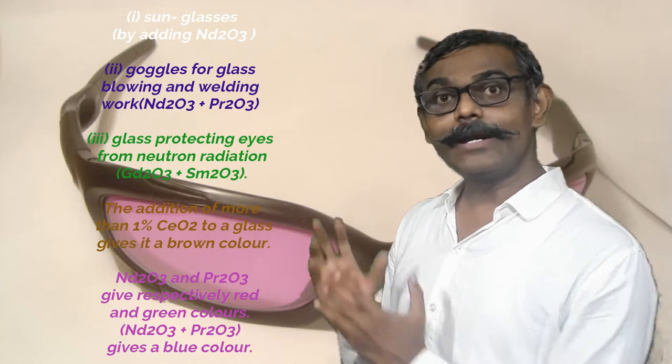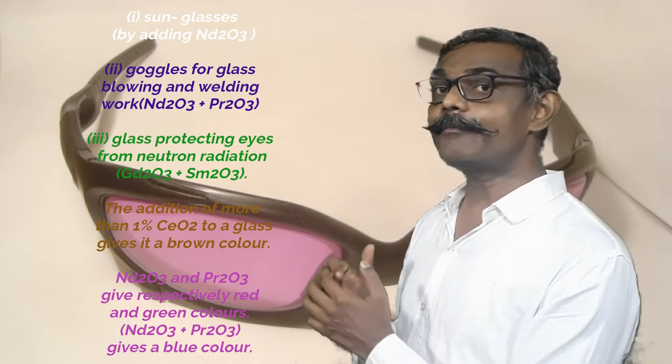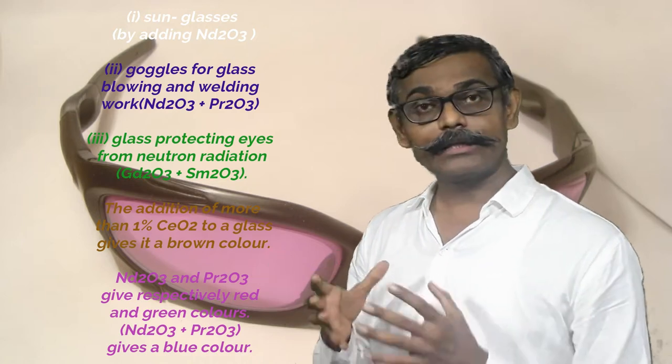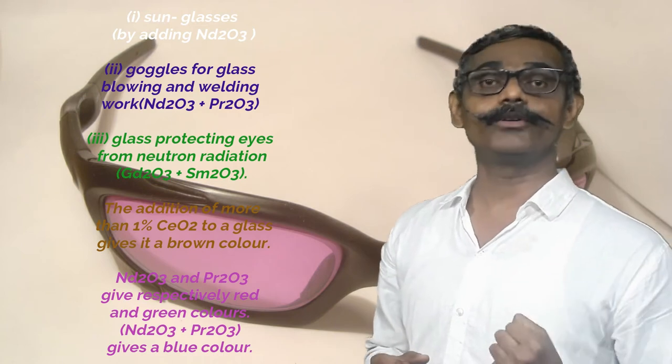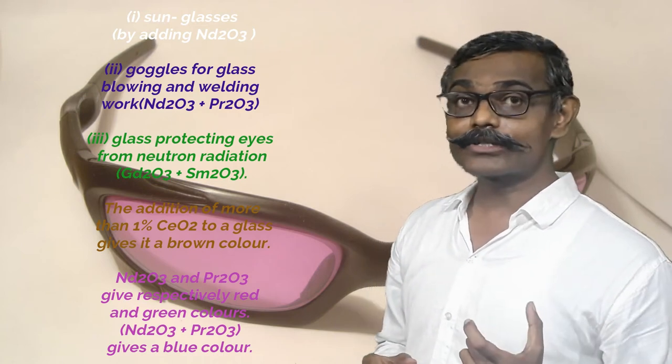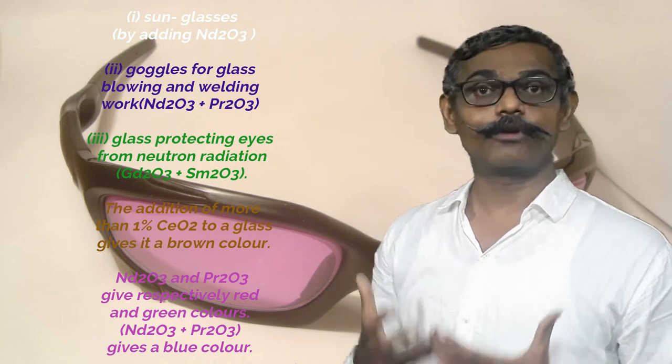Goggles for welding purpose possess neodymium oxide and praseodymium oxide. And the glass which protects from neutron radiation, there gadolinium oxide and samarium oxide is used. Special property of gadolinium remains, which can absorb neutrons effectively. So those radiations from which we can save our eyes, for that gadolinium oxide is used.